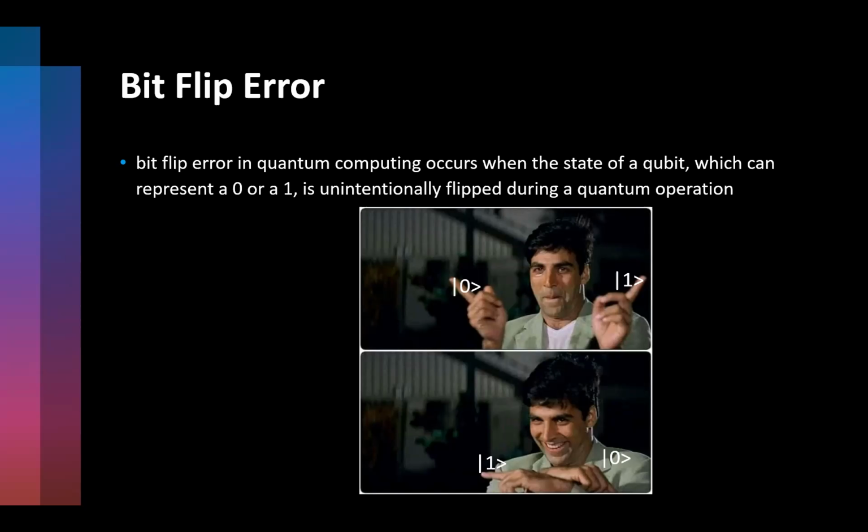A bit flip error in quantum computing occurs when the state of a qubit, which can be represented by 0 or 1, is unintentionally flipped during a quantum operation. Like we have 0 and 1, so 0 becomes 1 or 1 becomes 0. So it's a bit flip error.